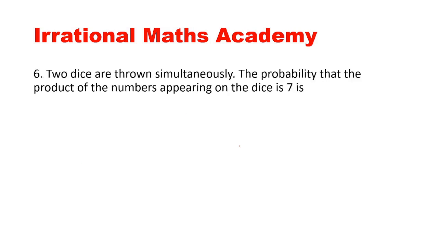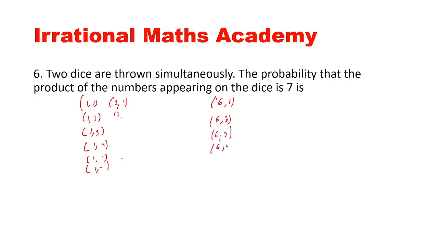Next, two dice are thrown simultaneously. The probability that the product of the numbers appearing on the dice is 7. So when two dice are thrown, you'll get 1 comma 1, 1 comma 2, 1 comma 3, 1 comma 4, 1 comma 5, 1 comma 6. Similarly 2 comma 1, 2 comma 2, and so on. If you see the last one, you get 6 comma 1, 6 comma 2, 6 comma 3, 6 comma 4, 6 comma 5, 6 comma 6.